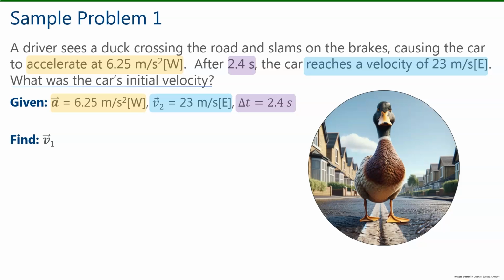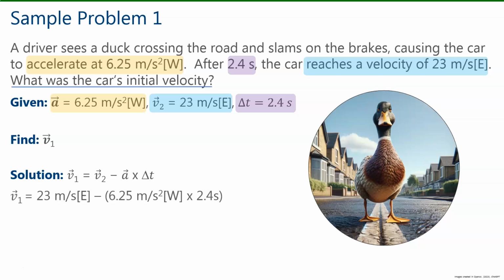Our next step then is to solve the problem using the information that we've identified. So first we'll write down the equation to solve for initial velocity, which is v1 equals v2 minus a times delta t. Next, we'll put the information we were given into the equation. So we have v1 equals 23 meters per second east minus 6.25 meters per second squared west times 2.4 seconds. Remember, order of operations means that we're doing our multiplication first. So first we'll multiply 6.25 times 2.4.